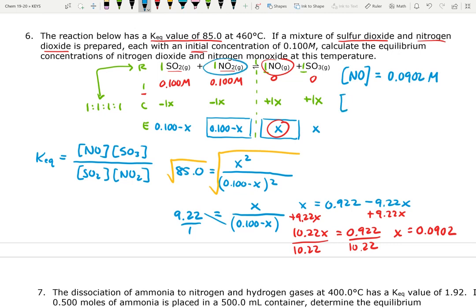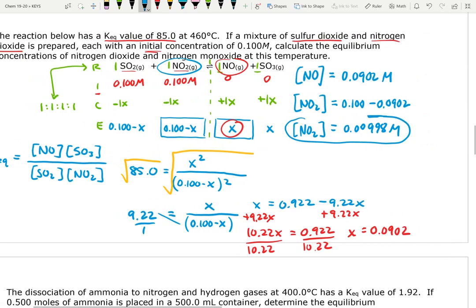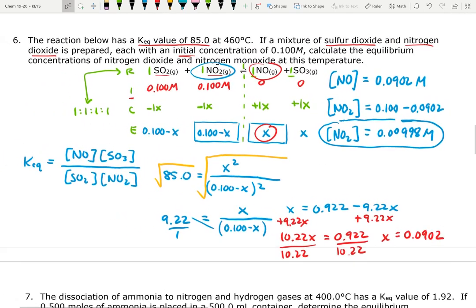But the other thing they wanted for me was this. They wanted the NO2 concentration. And so the NO2 concentration isn't just x. It's 0.1 minus x. So it's going to be 0.100 minus 0.0902. And that then is 0.00998 moles per liter. So that's my NO2 concentration. Okay. There's one of my answers, and there's the other one of my answers.